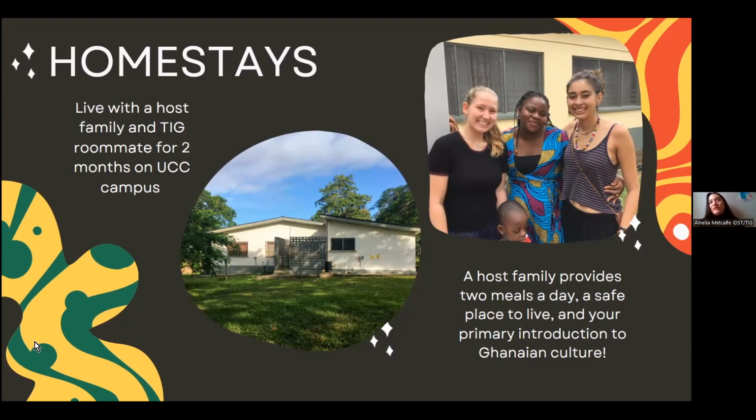Like my host family taught me how to wash laundry by hand and all of these types of things that will really set you up for the freedom that you get in the second half of the program. And they also teach you a lot about the culture, in your early days of arriving in Ghana. So that's awesome too. And that's Emmy with her host family.